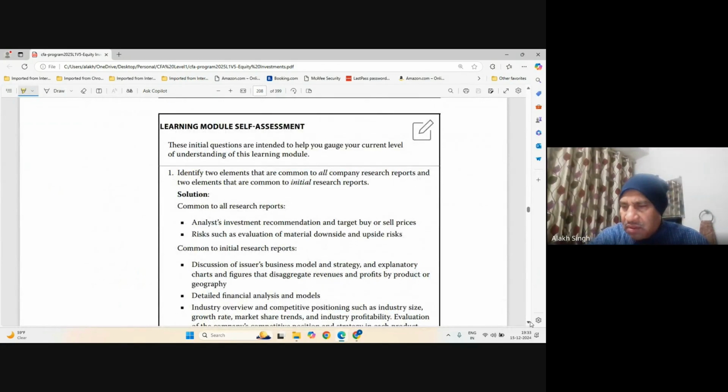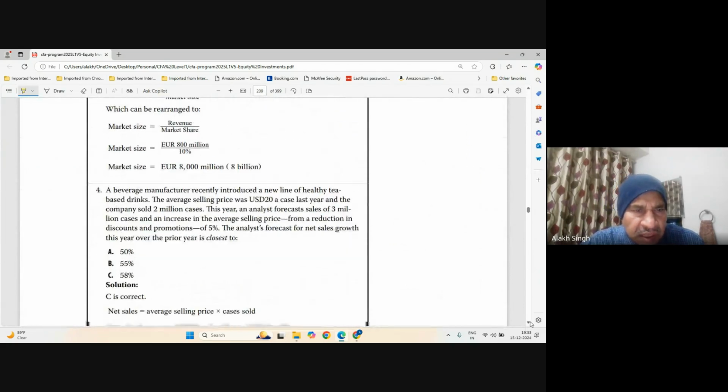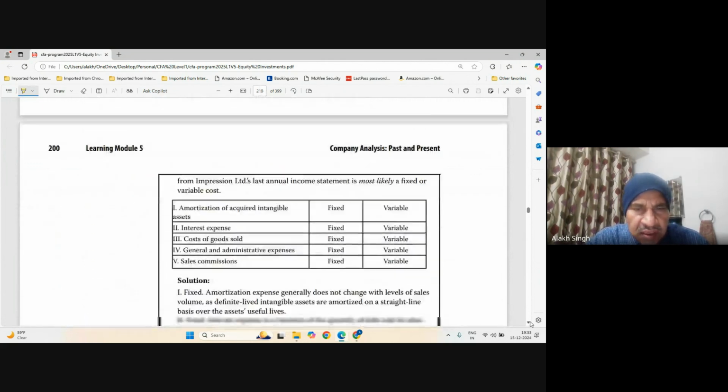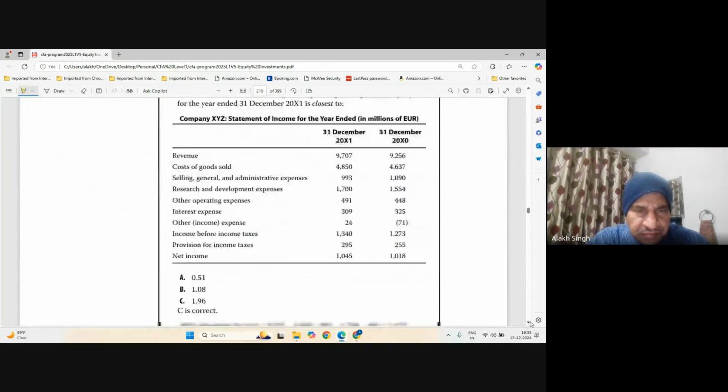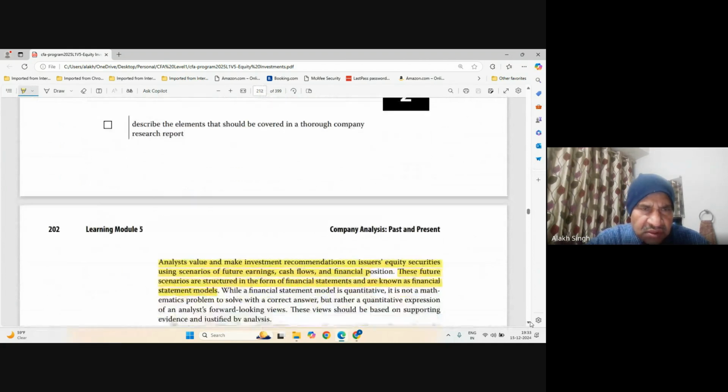First of all, the investors don't know anything about a company. If you are covering it for the first time, then your investors obviously don't know. So you have to give a detailed analysis about the company, and we will come back and solve these questions at the end of the chapter. Once we finish our learning, then we will solve all these questions.